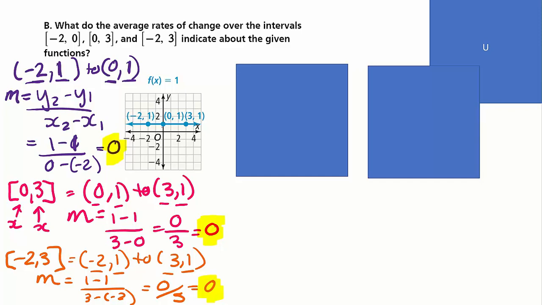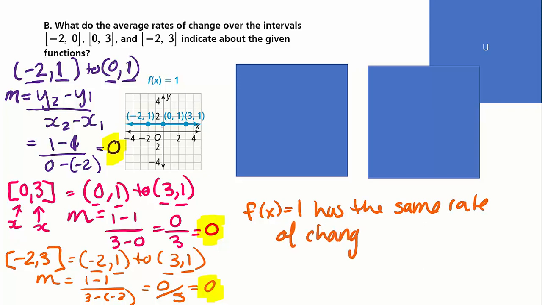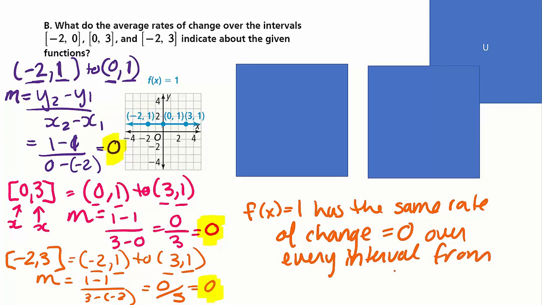So in conclusion, f of x is equal to 1 has the same rate of change, which is equal to 0 over every interval from, I'm going to say from A to B, meaning that any x values that we put in here, if we find the average rate of change, it's always going to be equal to 0. And the reason why I'm choosing two different variables is because we need two different x values.